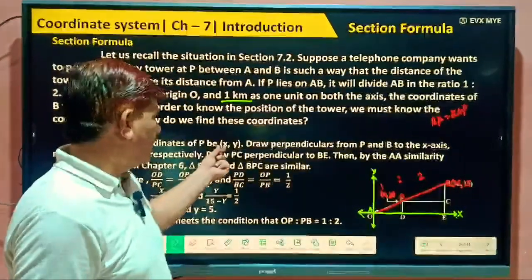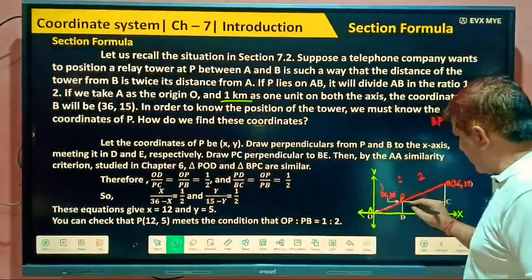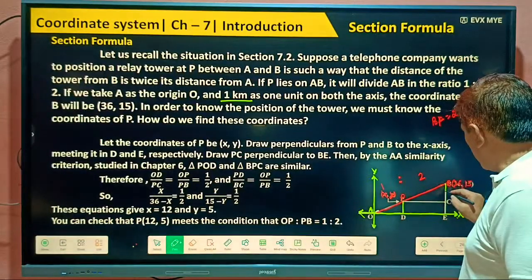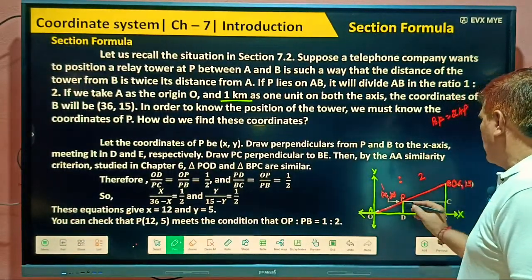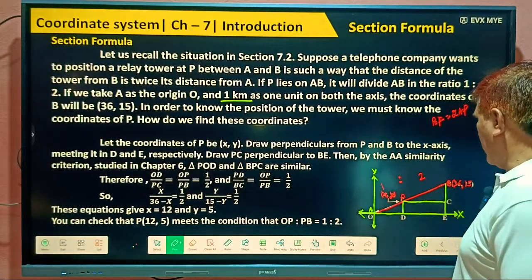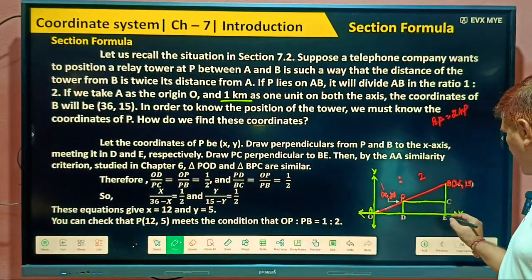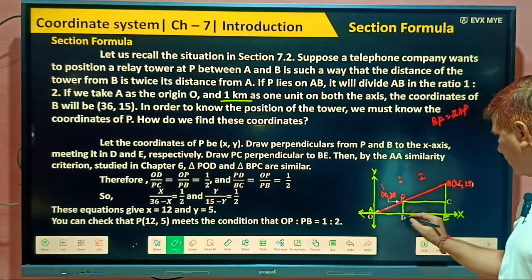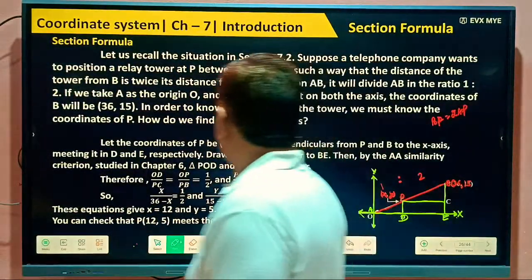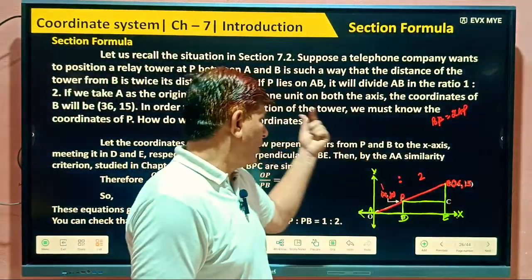So let the coordinates of P be this; draw perpendiculars. One perpendicular from this point P is PD. Another is PC, which is parallel to the x-axis, or we can say PC is perpendicular to BE. This point's name is E, and this one is D. Understood? Draw PC perpendicular to BE, or we can say PC parallel to OD.